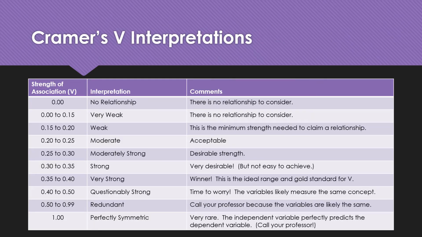Looking at the Kramer's V interpretations, the strength ranges from 0.00, where there is no relationship to be considered, all the way up to 1 that's perfectly symmetric. This is very rare. The independent variable perfectly predicts the dependent variable.